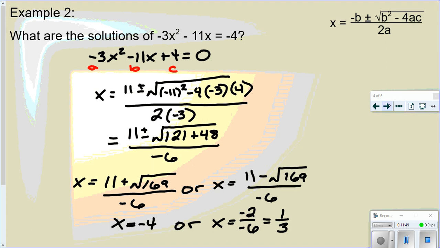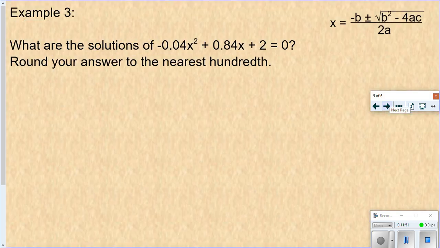All right, let's look at one that's not quite as nice as that one. So this has got decimals in here. And the instructions now, it says round your answer to the nearest hundredth. So the reason here is because we're not going to be dealing with perfect squares. So when we take the square root, we're going to end up with long decimal numbers.